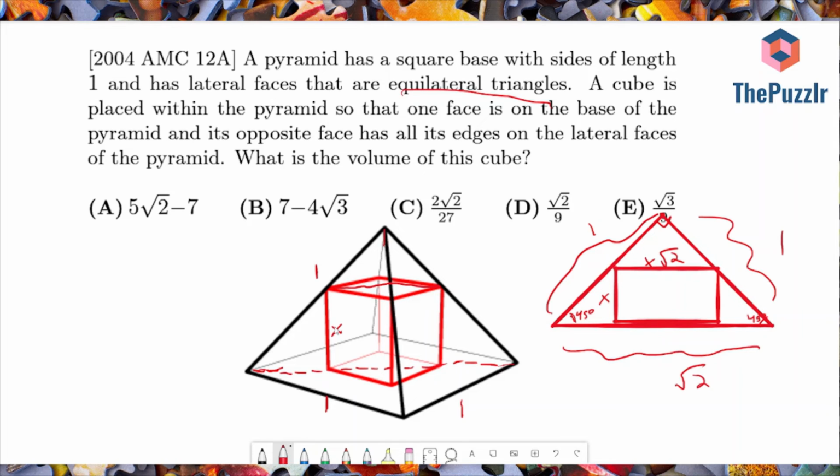But wait a second. We also know a lot of other stuff. This, since it's a rectangle, is a right angle. And thus, this is also a 45 degree angle. And I can label this as x since it's a 45, 45, 90 triangle. Now this, since it's a rectangle, is x root 2. And similarly, this is 45 degrees. And since this is x, this is also x. So we have that 2x plus x root 2, this total side length, is equal to root 2.